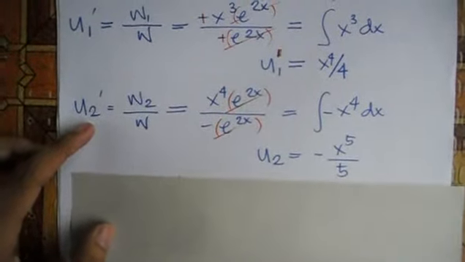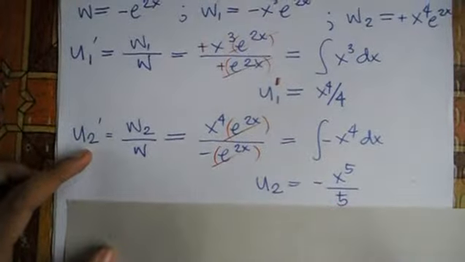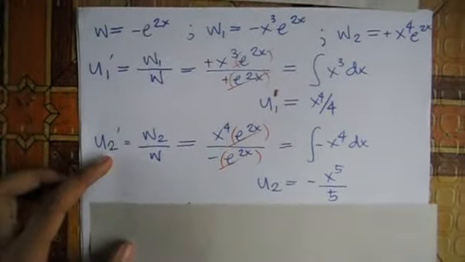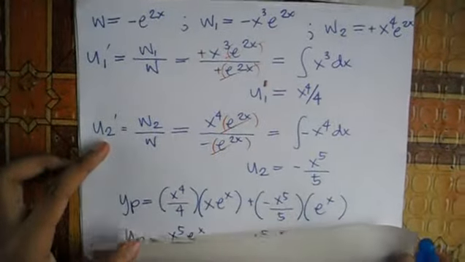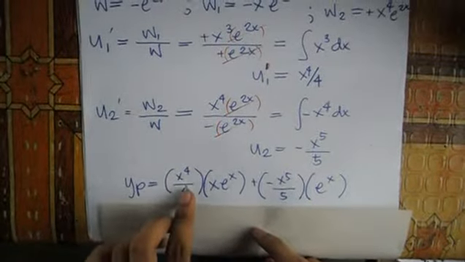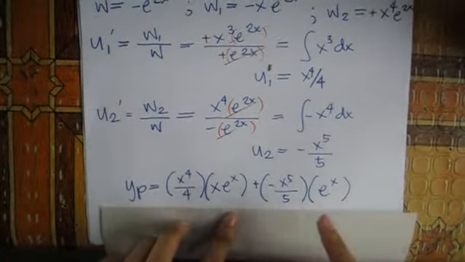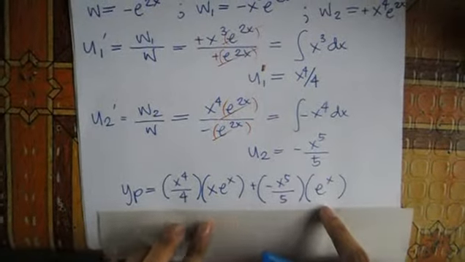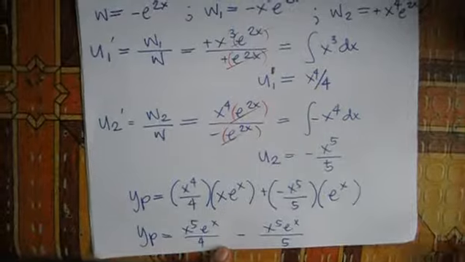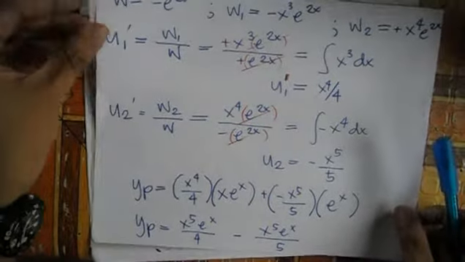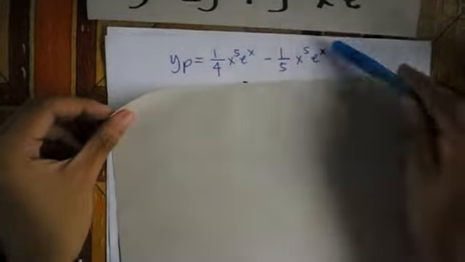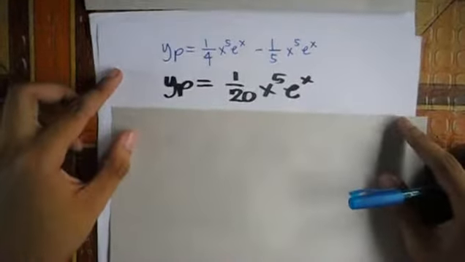So now we have the values of u1 and u2. We also have values for y1 and y2. We can now get the value of yp by multiplying u1 by y1 plus u2 times y2. Operating this equation, we get this equation, and further simplifying this y sub p, we get this equation. Simplifying this, we get this equation for yp.